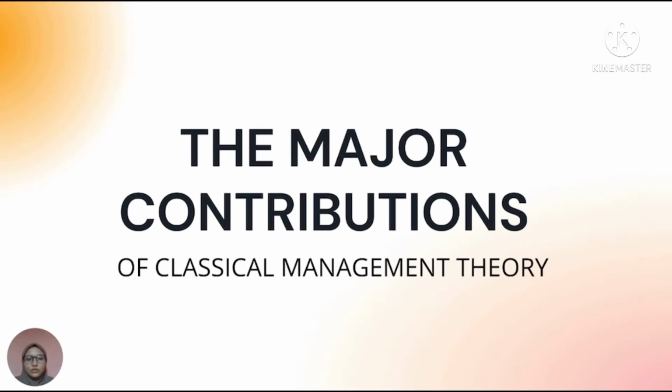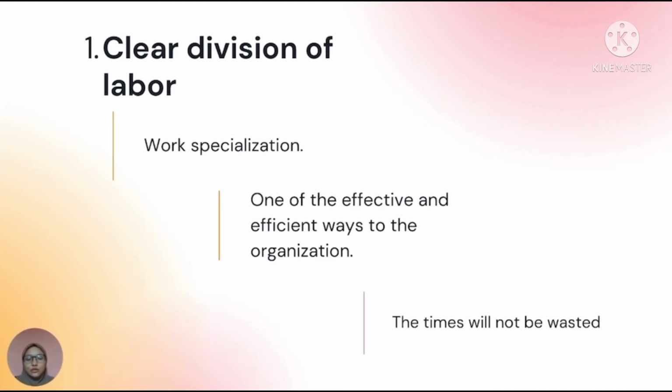So the first major contribution of classical management theory is clear division of labor. To make it easier to understand, it is like specialization, where the work activities are divided into separate job tasks. Division of labor is one of the effective and efficient ways for the organization. By having a division of labor, time will automatically not be wasted because the workers know what they are supposed to do on their duties.